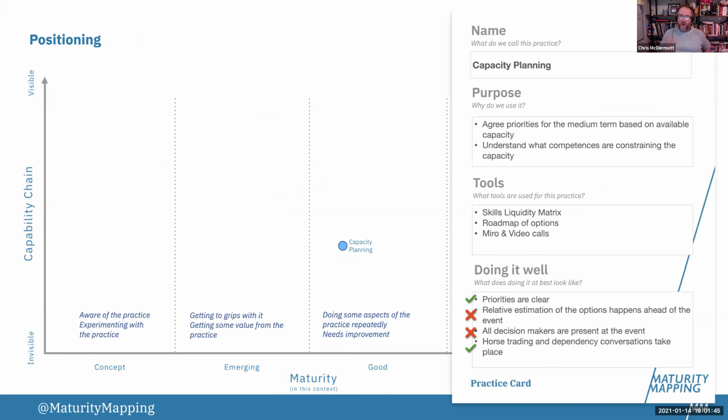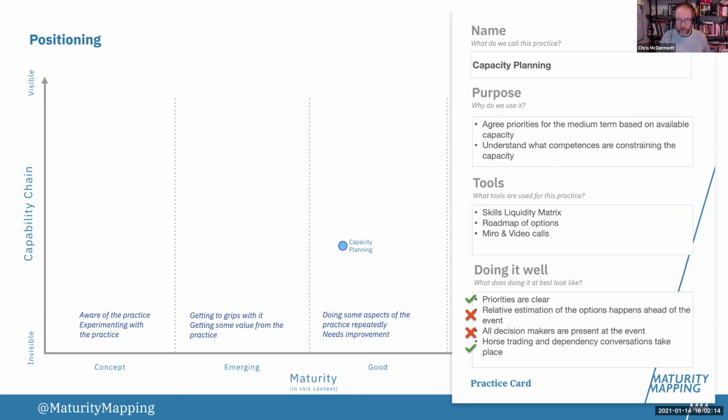Going a little bit more into detail then on the positioning of a practice. So we have the cheat sheet along the bottom. So we have a concept, the awareness of the practice, we're experimenting with the practice. Emerging, we believe this is when we're getting to grips with the practice and we're getting value from the practice. When the practice isn't good, we see we're doing some aspects of the practice repeatedly, but it needs improvement. I'm sorry, my practice card hides this, but underneath best is that we believe this practice is an example of what good looks like.